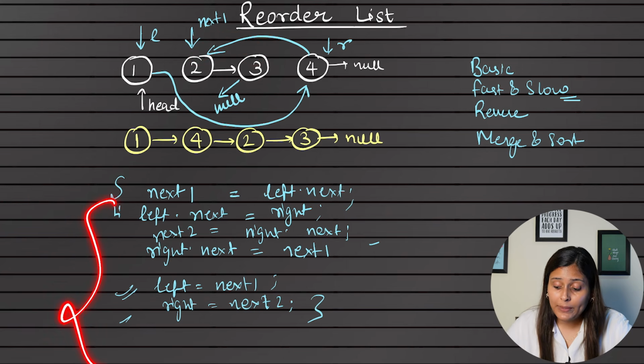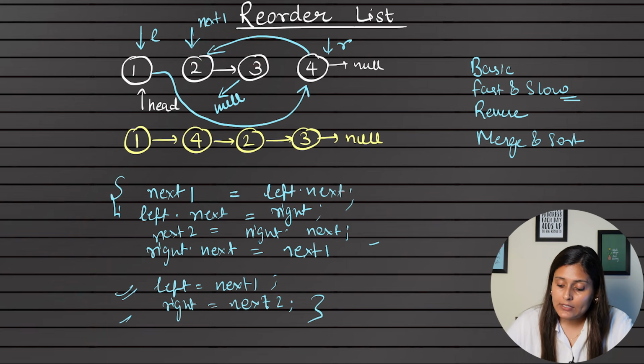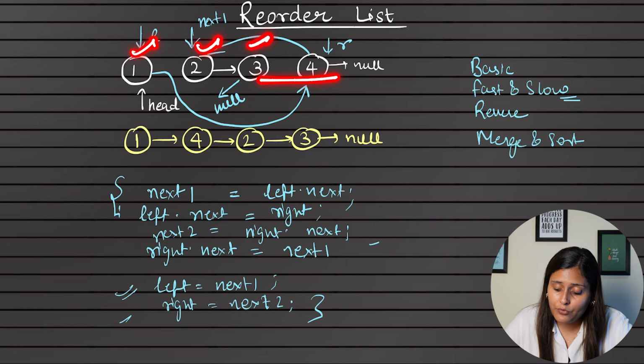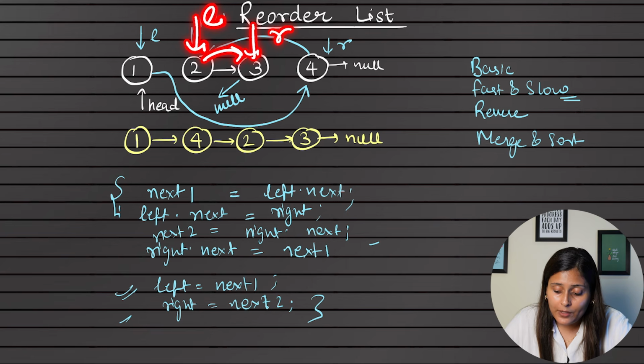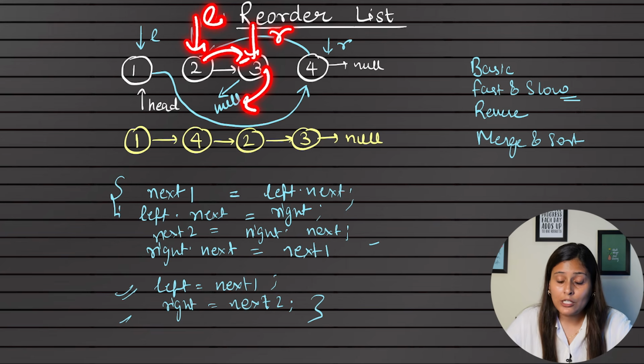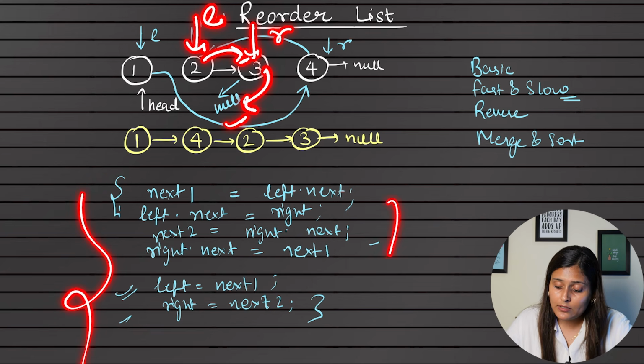But now we have to repeat this. But until when? See here, right was having 1, 2, 3 nodes and left was having 1, like 4 is connected to 3 and 3 was connected to null. So can I say this time left will come here, right will come here, correct? But next time left will go here at 3 but right will become null. So can I say keep running this until my right becomes null?